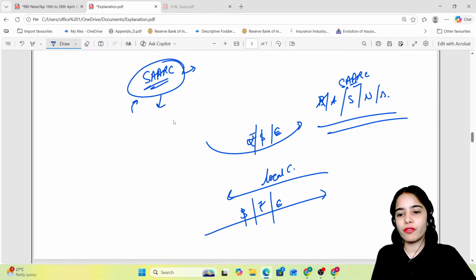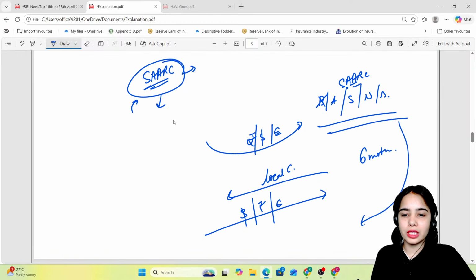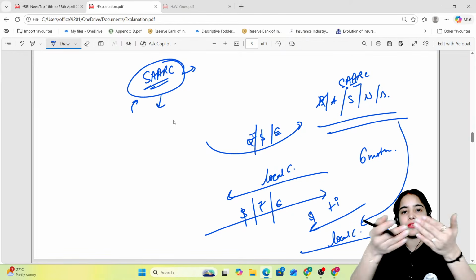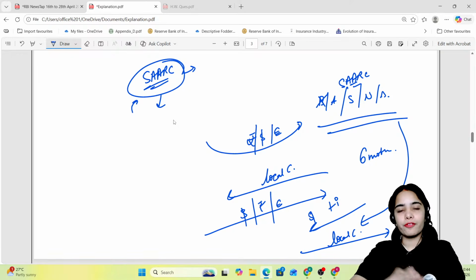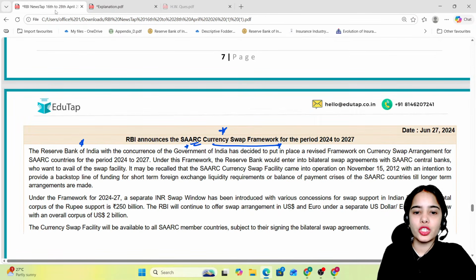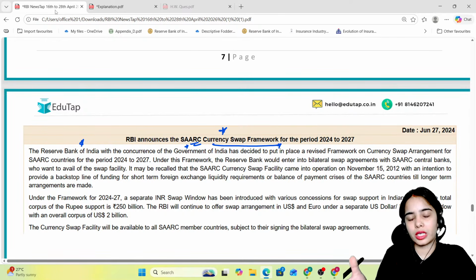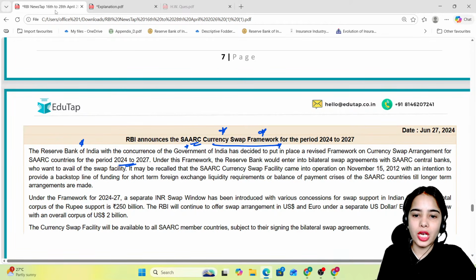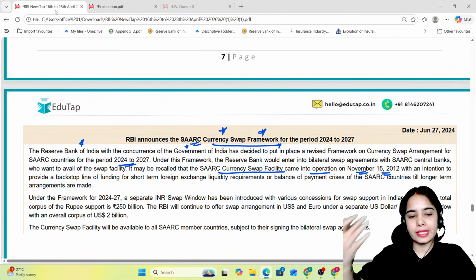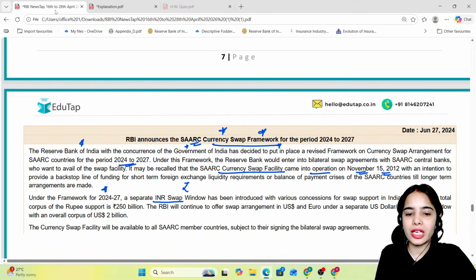require. Okay. And after, let's say, a 6-month time period, they will return the dollars that we have lent to them with some interest, and we will return the local currency to them. Okay, so this is the swap arrangement, that they are giving their local currencies and taking the dollars from us. After 6 months, they will return the dollars with the interest, and we will return the local currency to them. So this is the currency swap arrangement or framework. This is for the period of 2024 to 2027, and the SAARC currency swap facility came into operation on November 15, 2012. So we are running this kind of facility since then. Under the framework for 2024 to 27, a separate INR facility is also provided, where we can provide the rupees to them.